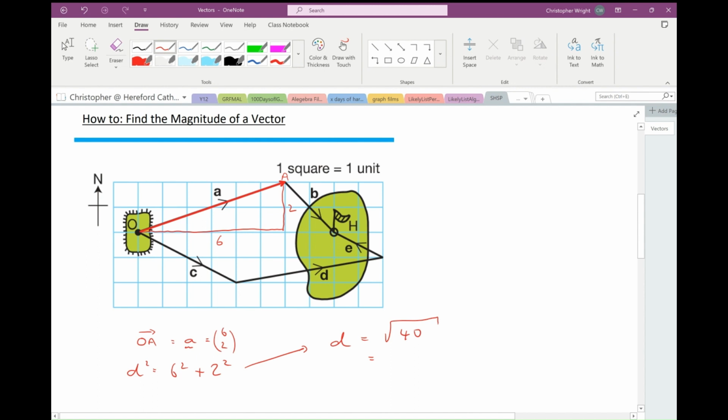Let's have a look at the vector c before we move on. The vector c, well, the distance there is the hypotenuse of that right angle triangle, which has lengths of 2 and 4. So that distance, the distance of c, will be the square root of 4 squared plus 2 squared, which is the square root of 20. And again, you can use your calculator to work that out.